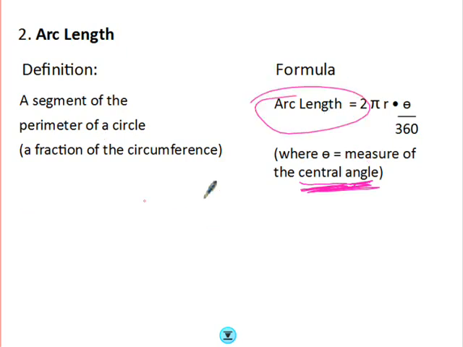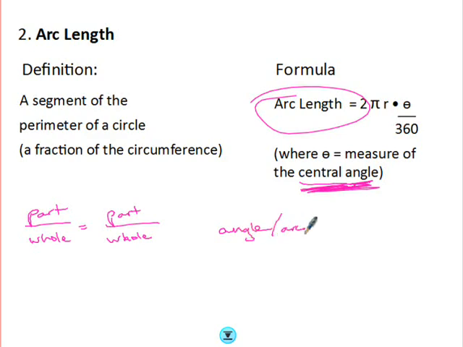I'm going to show you another way also. And if you like the formula, you use it. I'll show you both and you pick. I'm going to tell you I'm partial to the part over whole concept, the part over the whole. Here's what I mean by that. The angle, or arc measure, sorry, that's in degrees. The angle in degrees, or arc in degrees, over 360 should equal the arc length over the circumference.